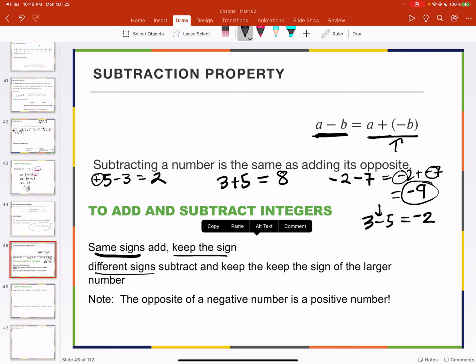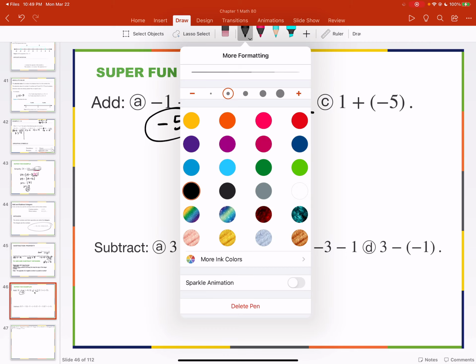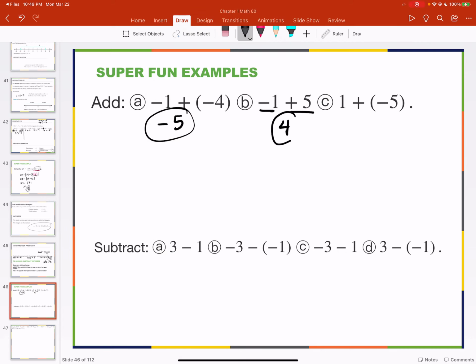All right, let's do some more super fun examples. So here we're adding same signs, right? Add. So that's 5, but we keep the sign, so that's -5. So B, these are different signs. We're subtracting, that's 4. Keep the sign of the larger, that's positive. Okay. Here, 1 plus -5, so subtract, that's 4, but you keep the sign of the larger, so that's -4.